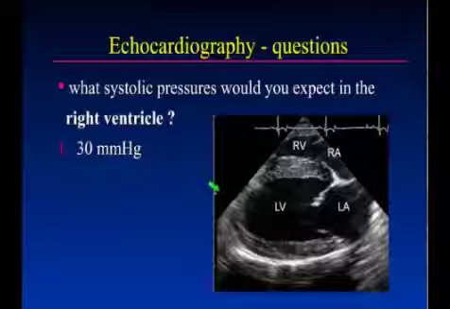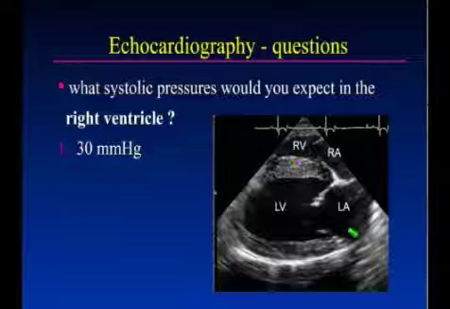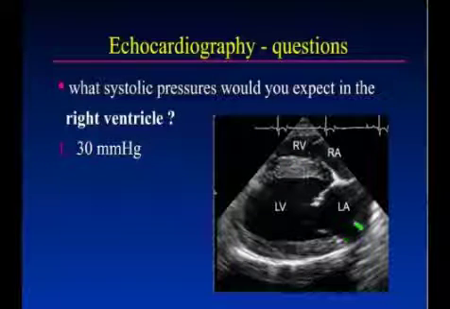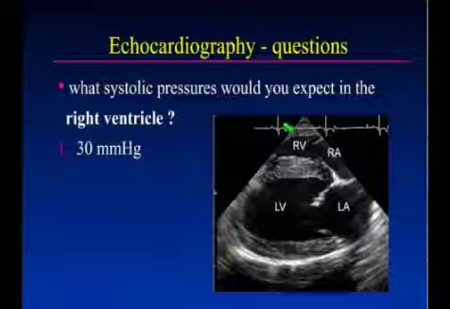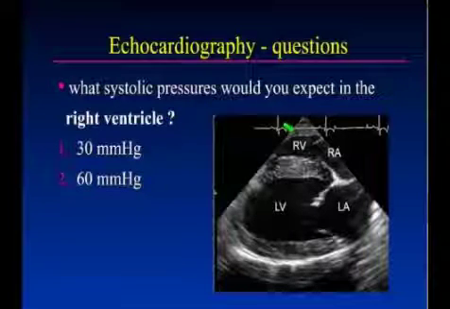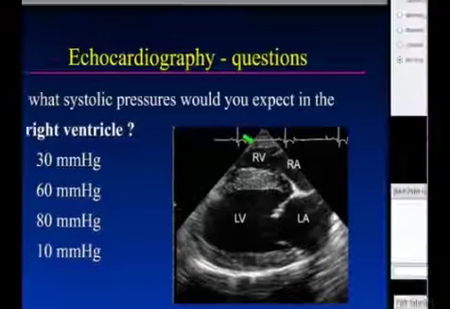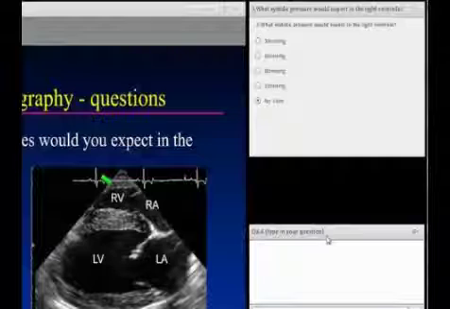Now then, what about the right ventricle? Have a little look at this. That's the left ventricle. That's got the thickest wall. That's the left atrium. Very thin wall. This is the right ventricular free wall up here. So which of these pressures would you go for? You've got a choice of 30, 60, 80, 10. Vote away.